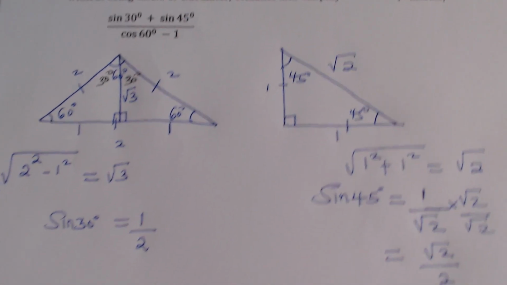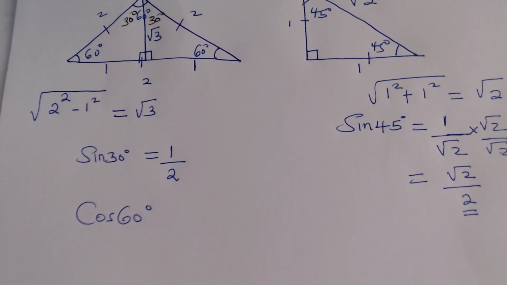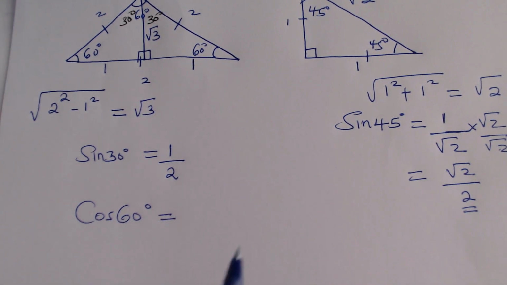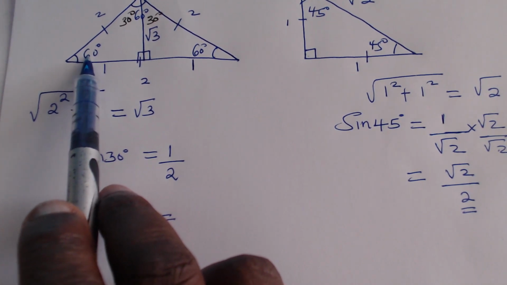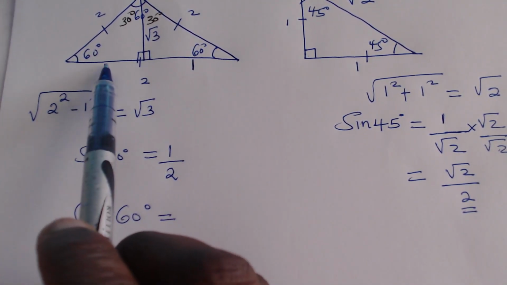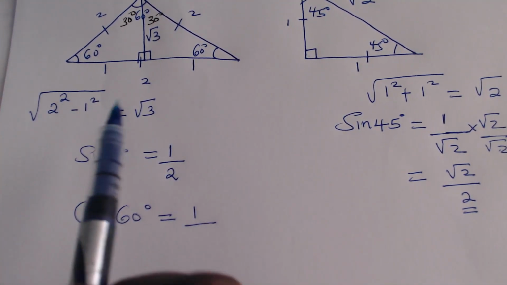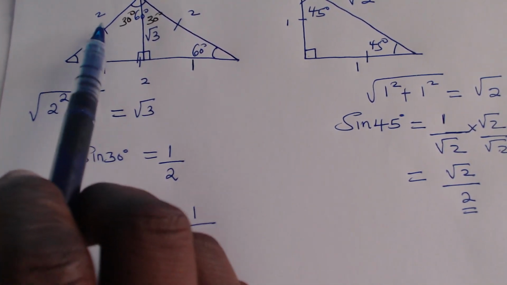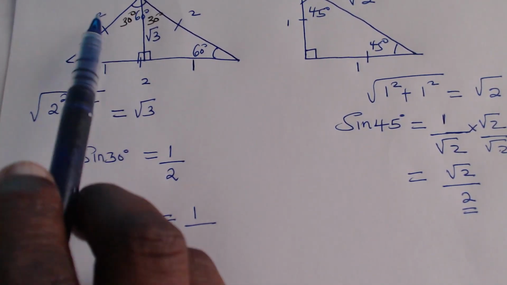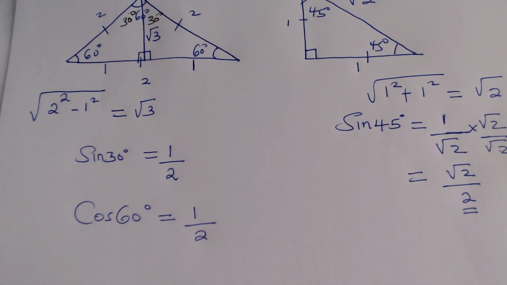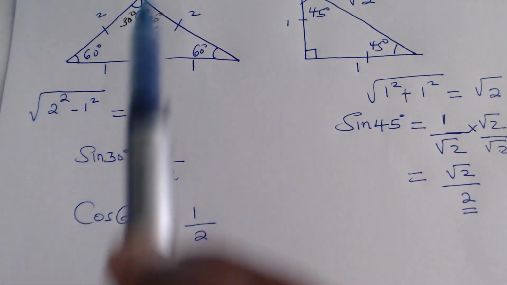The other angle is cosine of 60 degrees. For cosine of 60, we shall use any 60. You can use this angle or this angle. Cosine is obtained by adjacent over the hypotenuse. So adjacent is 1, hypotenuse is 2. As simple as that. So that is how we get the cosine of 60.